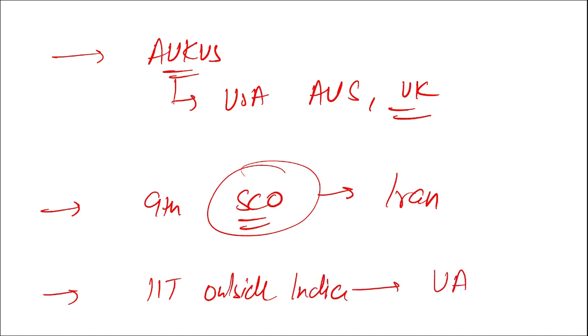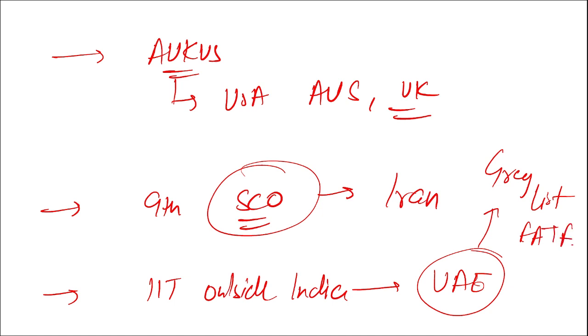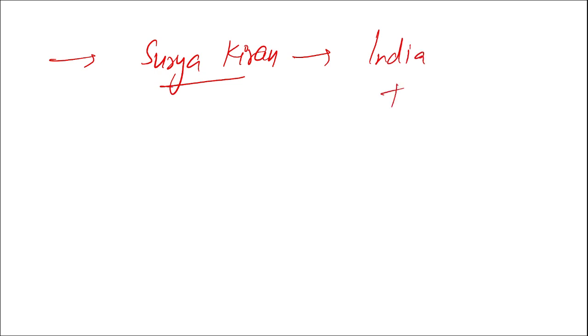Then the first IIT outside India will be built in UAE. And UAE has been put into the grey list of FATF. Alright, then apart from this, tell me, if I ask you, Surya Kiran was the name of the exercise that was conducted between India and Nepal. Alright, then if I ask you, tell me, there was a book that is Translating Myself and Others.